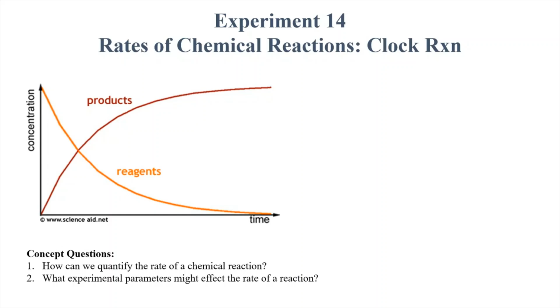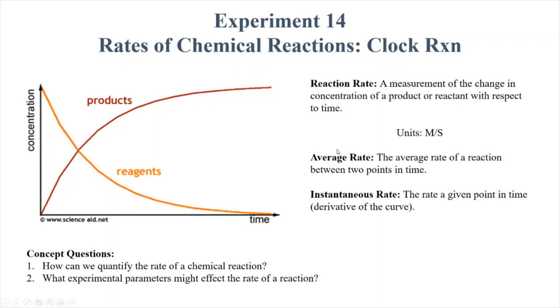And then we're going to look at how we can develop an experiment to measure the reaction rate of a chemical reaction. So this graph is something that you looked at in class, and this shows the relationship of the concentration of products and reactants, as a function of time. And that's what we're really getting into when we talk about reaction rates, because a reaction rate is a measurement of the change in concentration of a product or a reactant with respect to time. So that's what a reaction rate is.